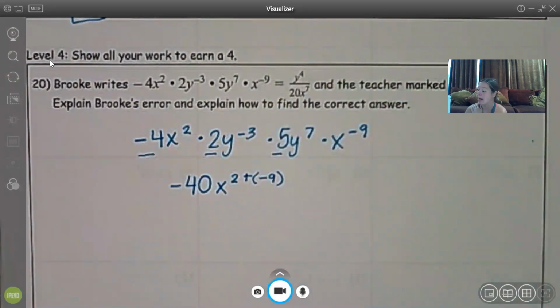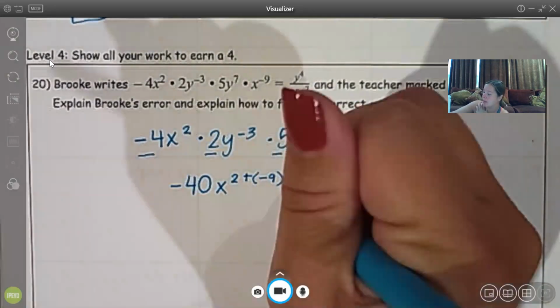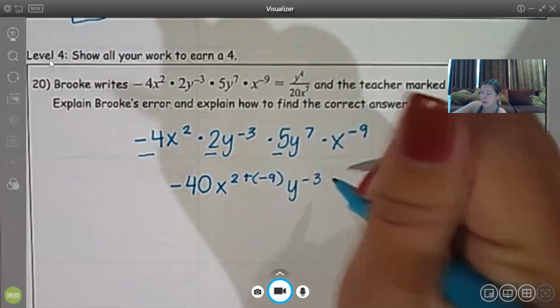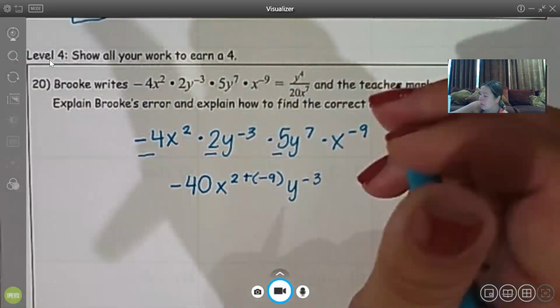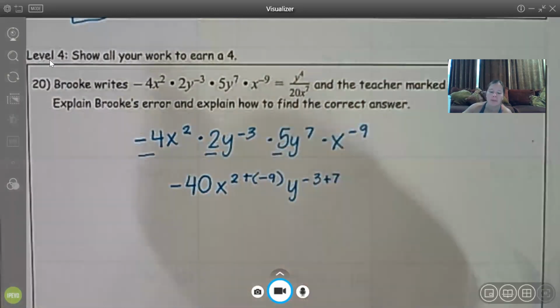And then we can take our y's. And so then we have y to the negative 3rd times y to the 7th. So once again, we're going to add our exponents. So we have y to the negative 3rd plus 7. Okay. You can keep going from there. That's as much as I'm going to show you. We'll go over these level 4 problems tomorrow. But then you can see what Brooke did wrong and explain your answer.